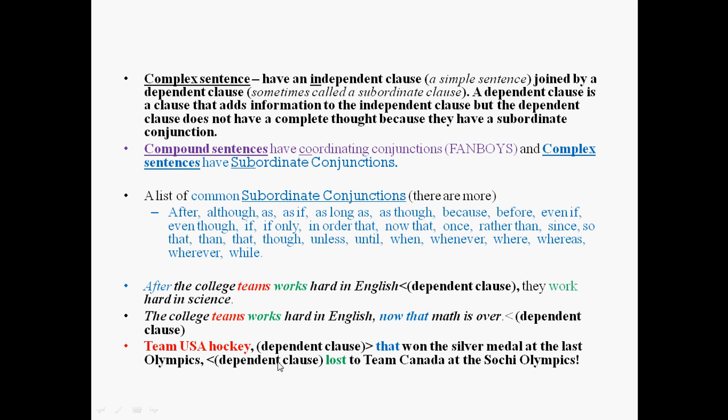We'll worry about punctuating it at a different time. We need to know that there are compound sentences, complex sentences, simple sentences, and we'll punctuate next time.